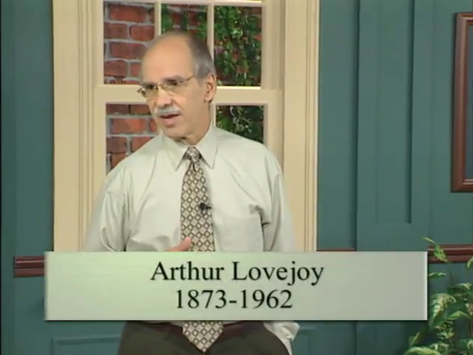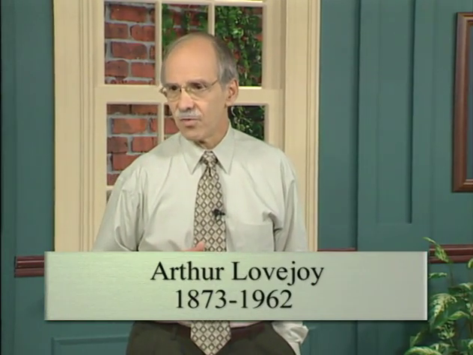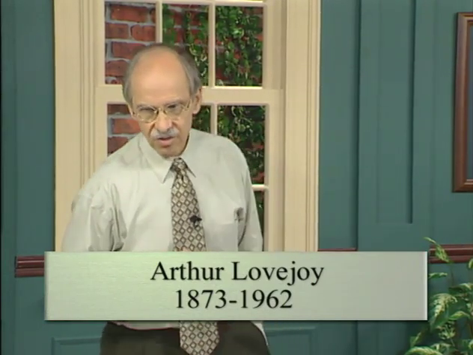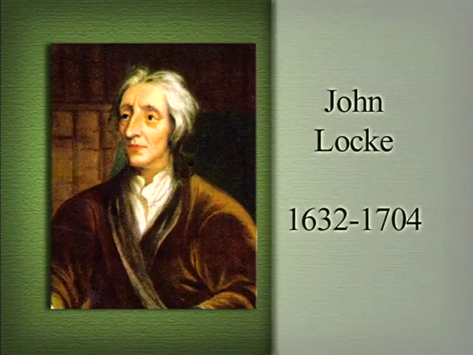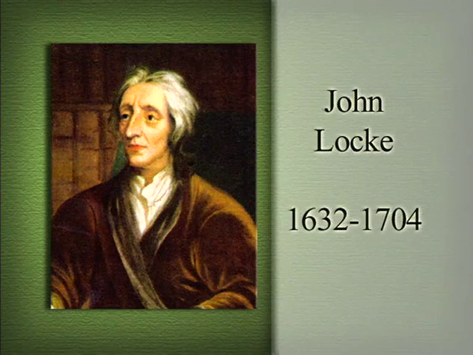A long time ago now, a historian named Arthur Lovejoy characterized the view of the world of organisms that resulted from this perspective as a great chain of being, proceeding from the simplest forms of life upward until it reached the Godhead itself. So the great chain of being was the arrangement of living things from simplest organisms up to God.